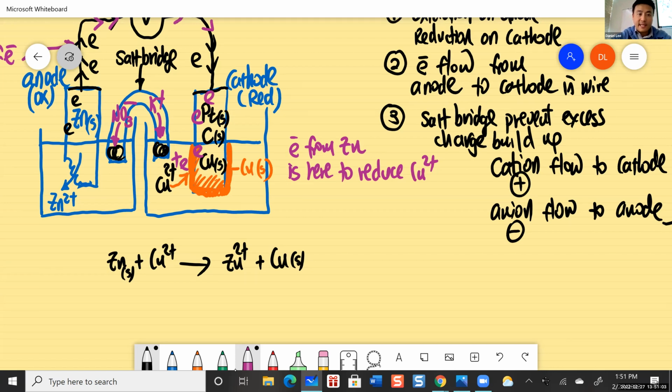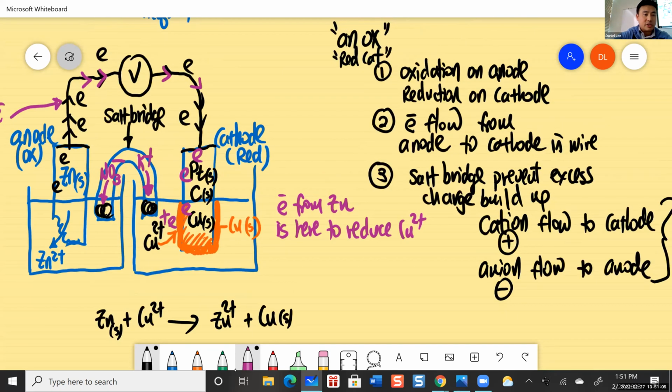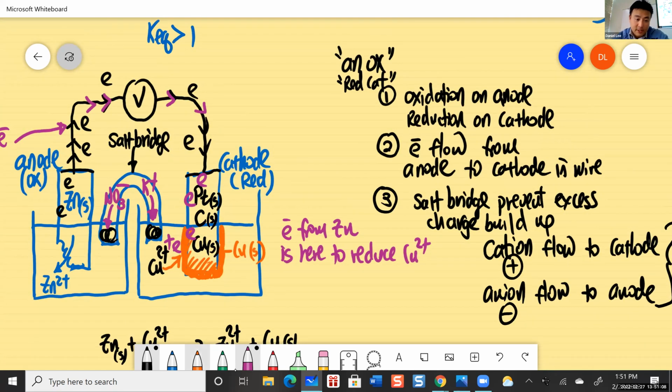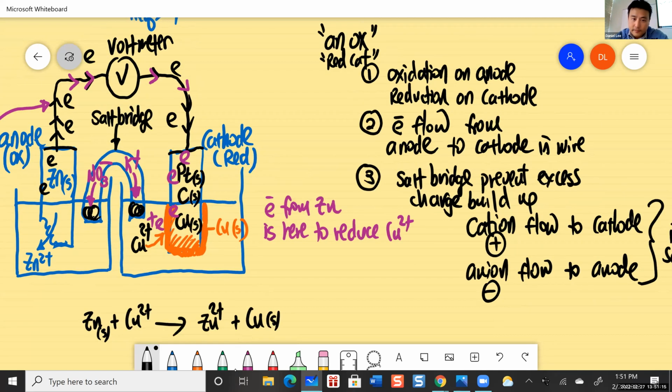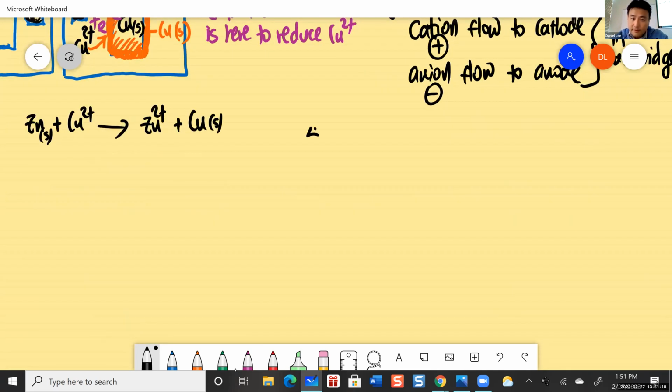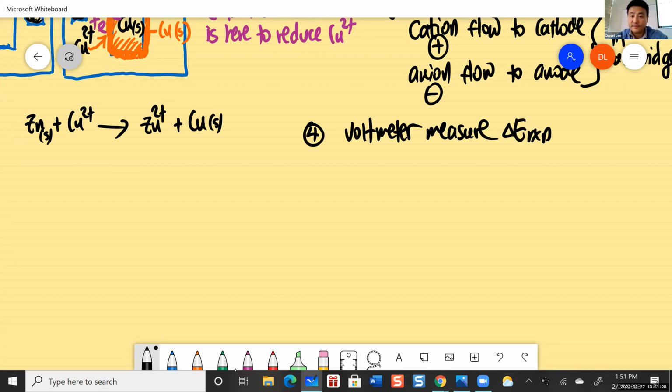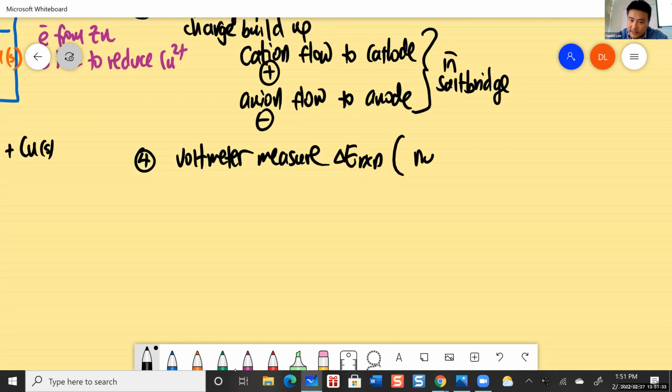All right. Next thing is this V, the voltmeter. I put a V with a circle. That actually has a name. It's called a voltmeter. This voltmeter measures something: voltage. So number 4, I'm going to put it here. Voltmeter measures delta E for the reaction, the cell potential for the reaction. And I'm going to put in parentheses, not delta E naught for the reaction. So there's a difference between delta E and delta E naught.